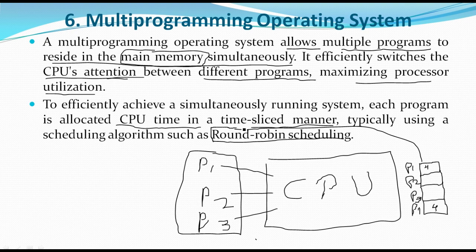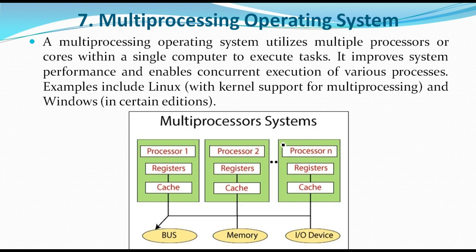Multiprocessing means, as you can see in this figure, there is processor 1, processor 2, processor 3, up to processor n. Every processor has its register and cache. They use a common bus among all the processors. Memory can be used by all the processors. IO devices can be used by all the processors.